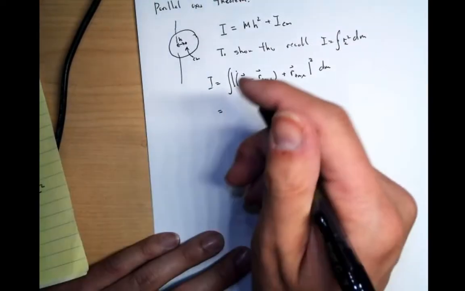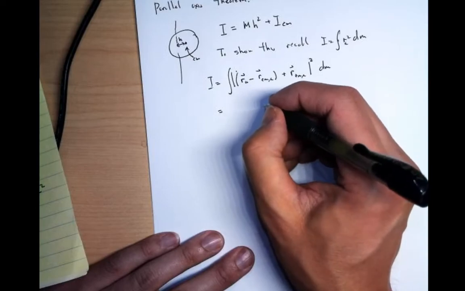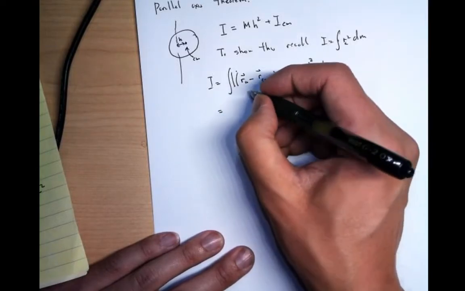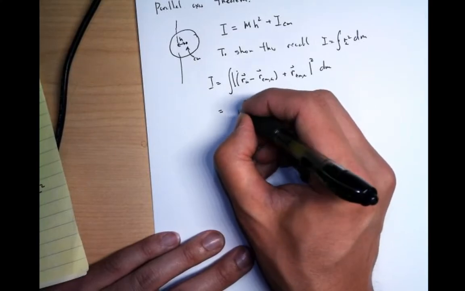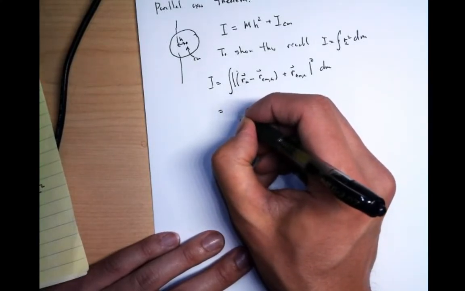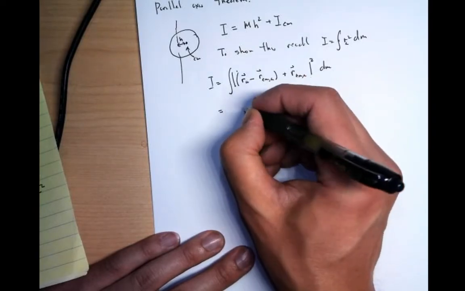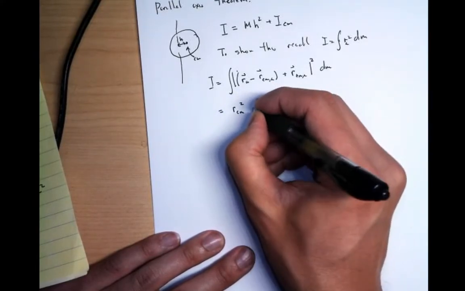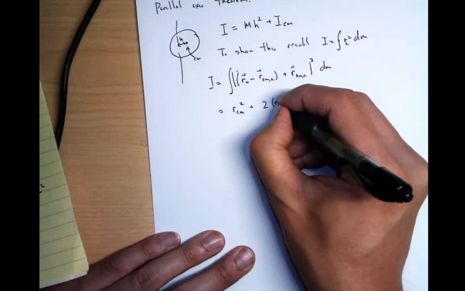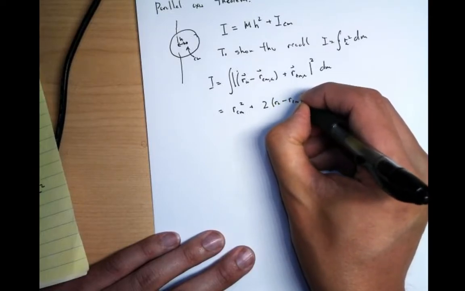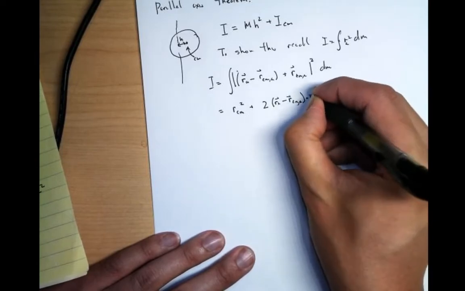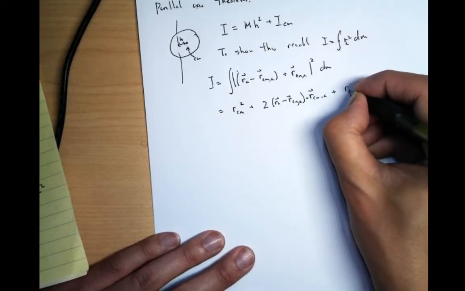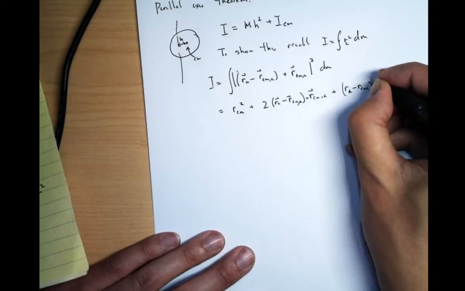Okay, so now you could define this, well, so then this thing becomes, let's write this thing out now. So this becomes r_cm squared plus 2 (r_a minus r_cm_a) dotted with r_cm_a, plus (r_a minus r_cm_a) squared.